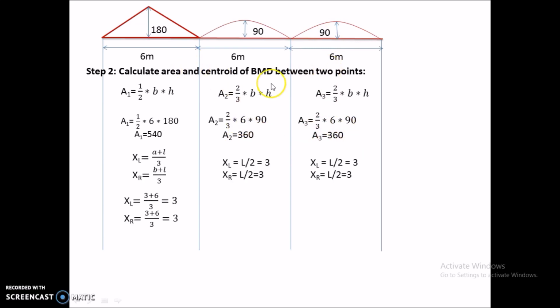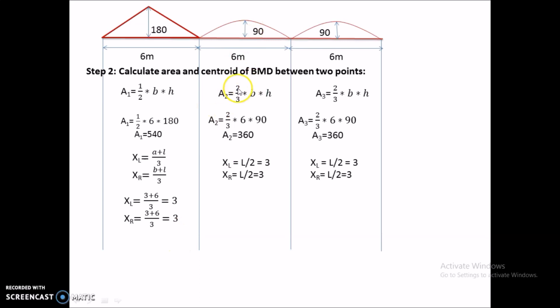Now coming to centroidal values XL and XR from the left side and right side of the section. So we had already derived these values for the triangular part, that is point load. XL is A plus L by 3 and XR is B plus L by 3. Here A is this one and B is this one. A is 3 meters and B is also 3 meters, since it is acting at the center. So I am substituting A as 3, B is also 3 and L is 6. So XL is 3 plus 6 by 3, that is 3, and XR is 3 plus 6 by 3, that is 3. So XL and XR for span 1 is 3 and 3.